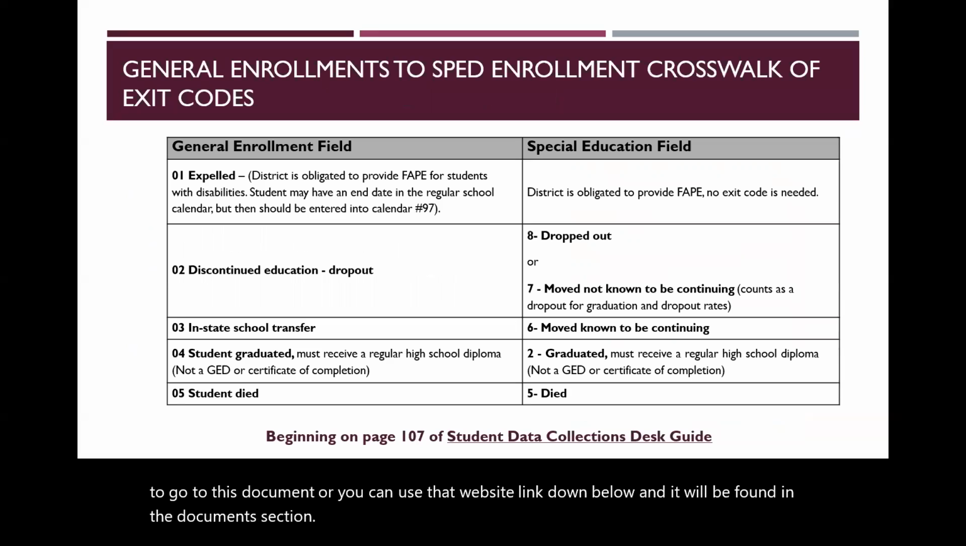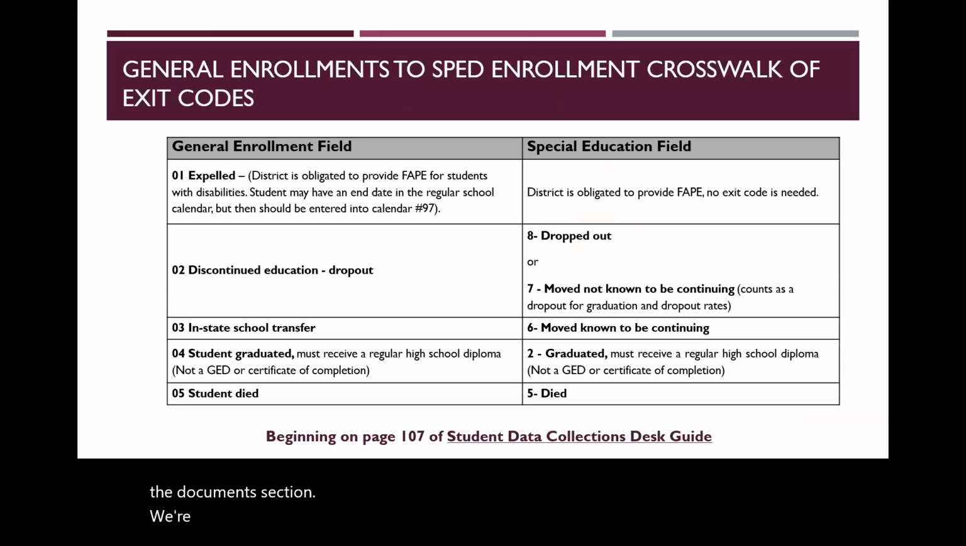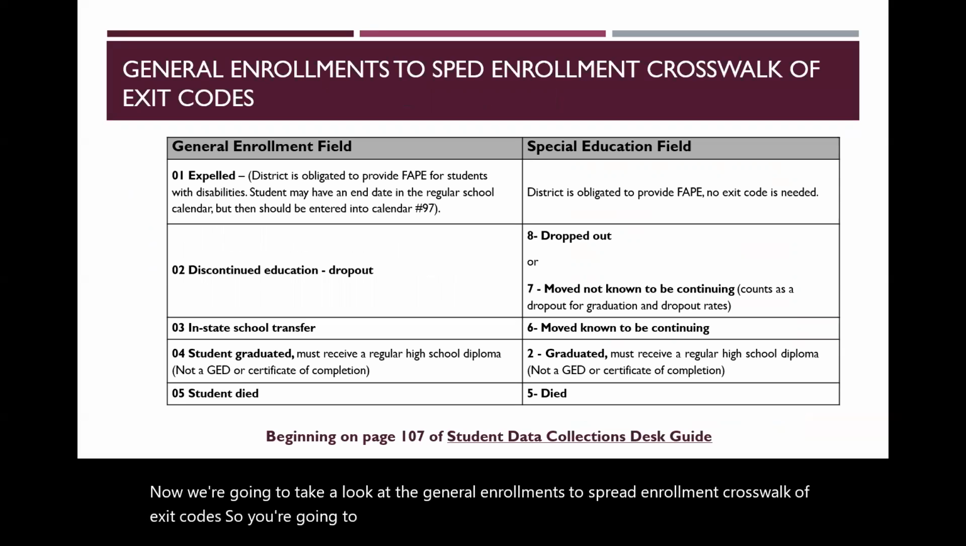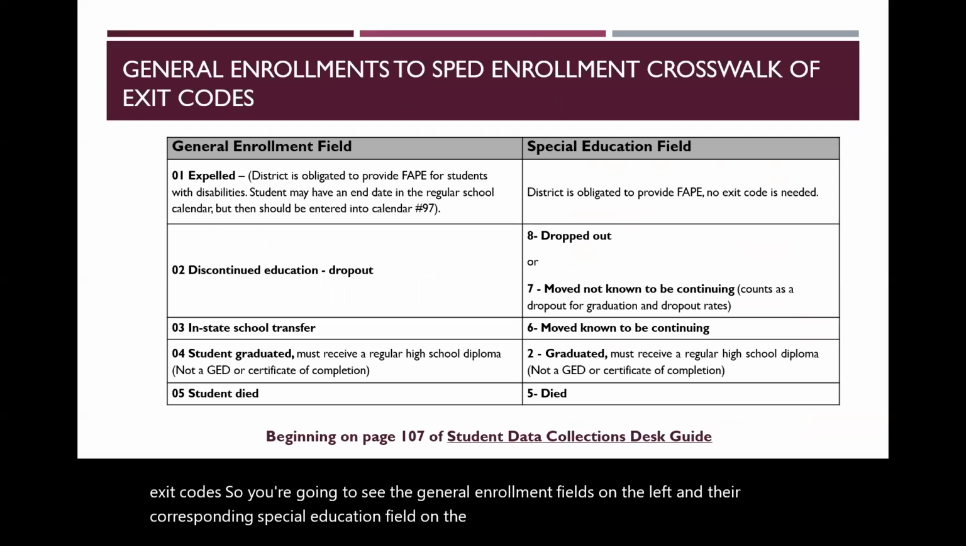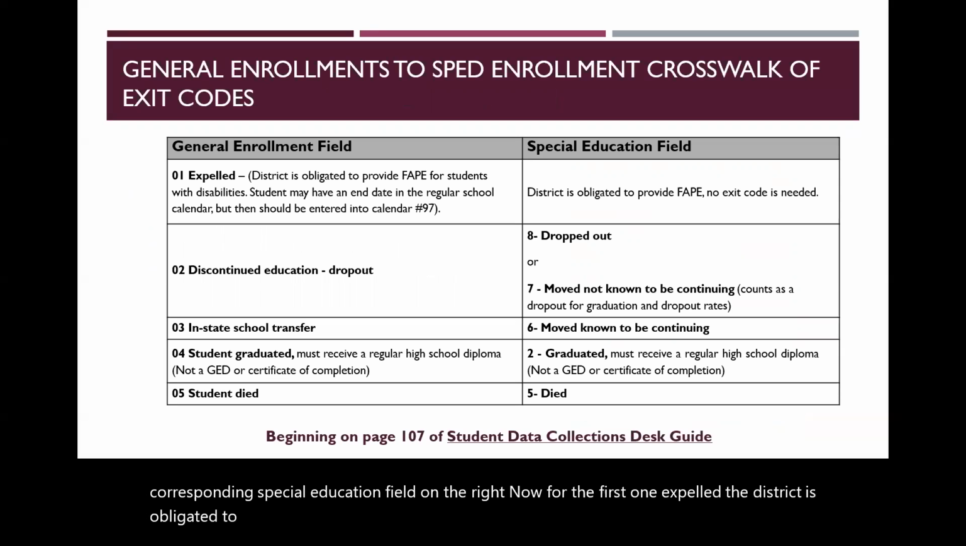Now we're going to take a look at the general enrollments to Sped enrollment crosswalk of exit codes. So you're going to see the general enrollment fields on the left and their corresponding special education field on the right. Now for the first one, expelled, the district is obligated to provide FAPE, so you are not going to have a corresponding special education exit code in that field.